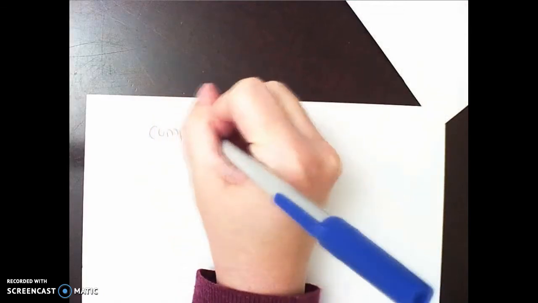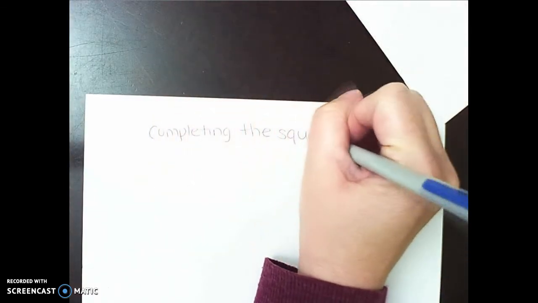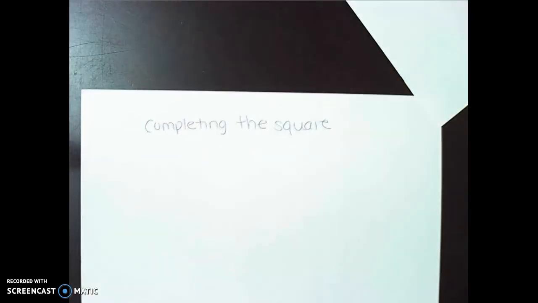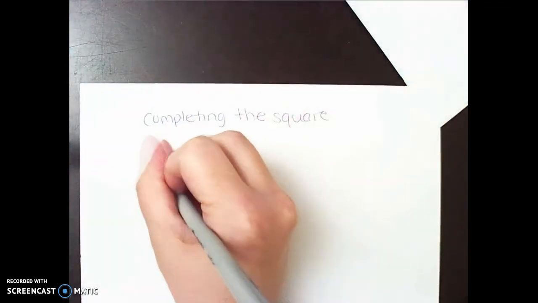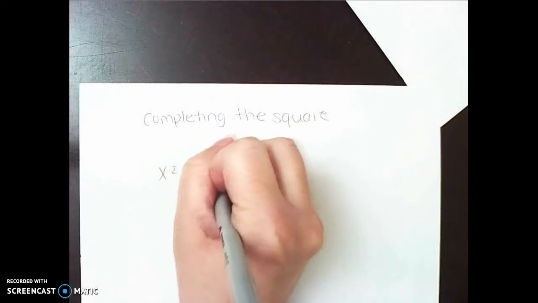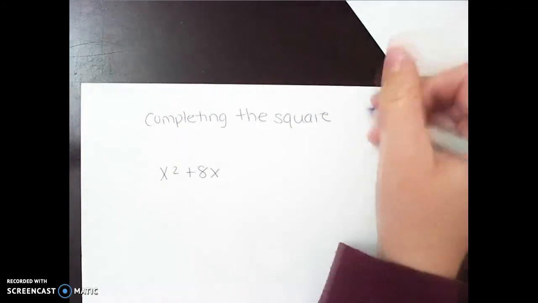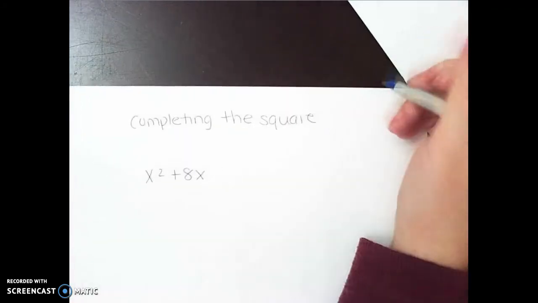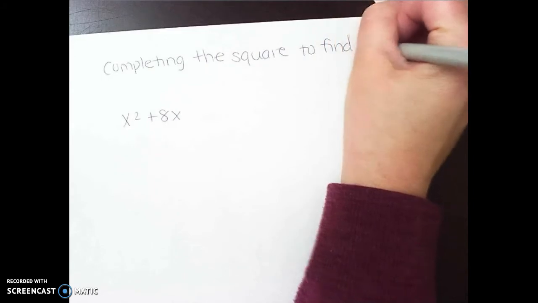So looking at an example of completing the square, by the way, completing the square is used to find the c term. So let's say I'm starting with something like x squared plus 8x. I need to find that third term, that's the plus c. So that's what completing the square is for. So I'm going to be completing the square to find c.